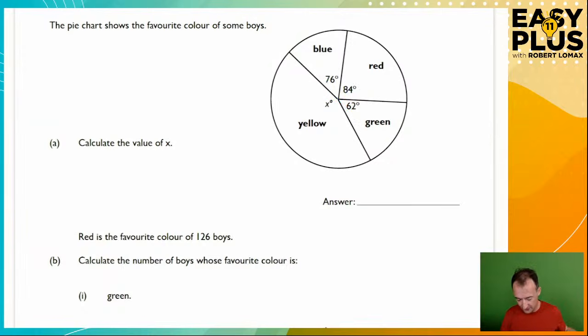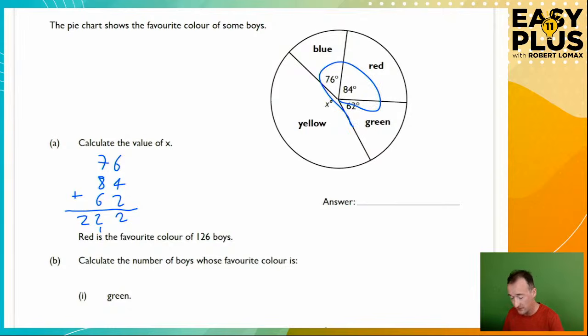So we have to do some slightly boring work with a bit of elbow grease and add these up. We need to do 76 plus 84 plus 62. The nice thing about adding is you can just stick them all in columns and do them all together. So that column, 10 plus 2 is 12, we carry the 1, 7 plus 8 is 15, plus 6 is 21, carry 1, 22. So 222 degrees is these things added together, not the value of x.